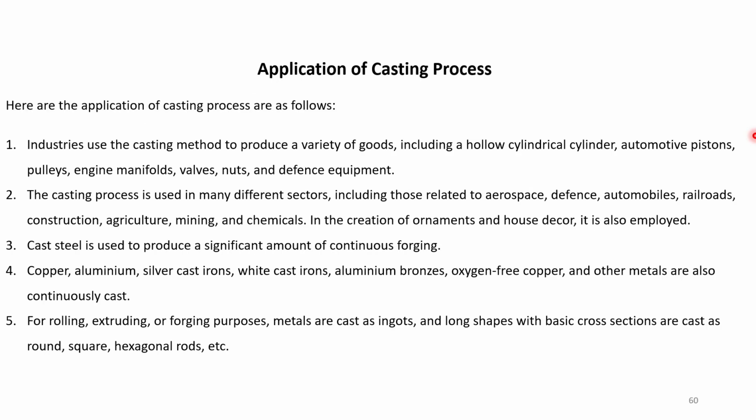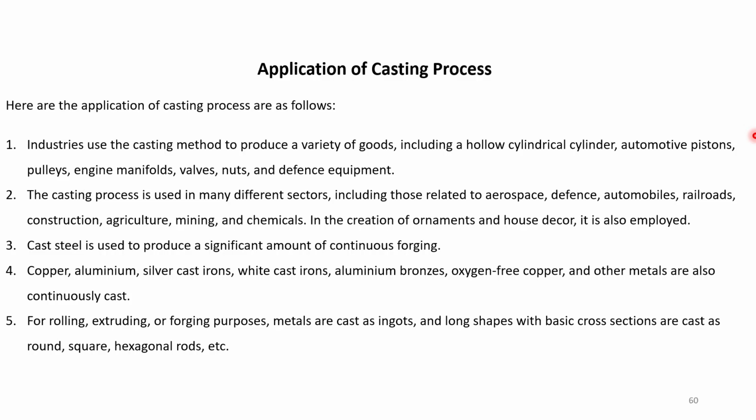First, industries use the casting method to produce a variety of goods including hollow cylindrical shapes, automotive pistons, pulleys, engine manifolds, valves, nuts and defense equipment. The casting process is used in many different sectors, including aerospace, defense, automobiles, railroads, construction, agriculture, mining and chemicals, and it is also employed in the creation of ornaments and house decor.